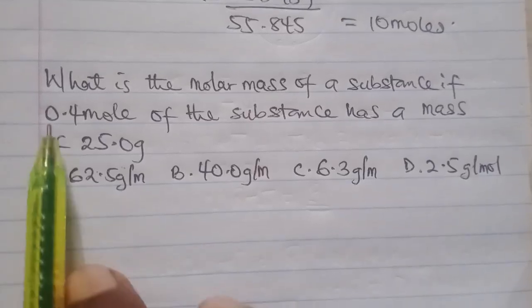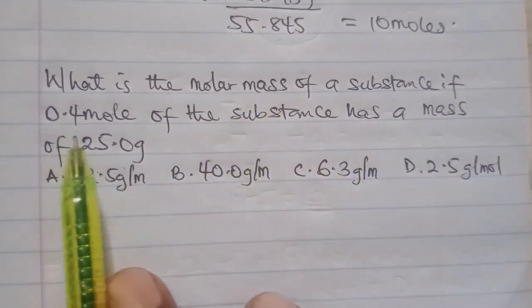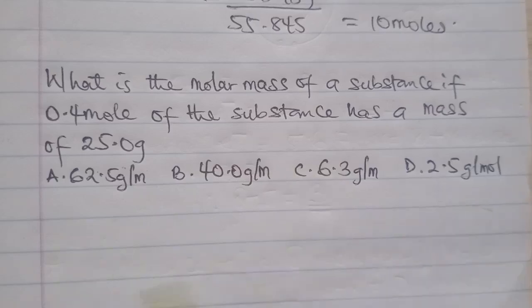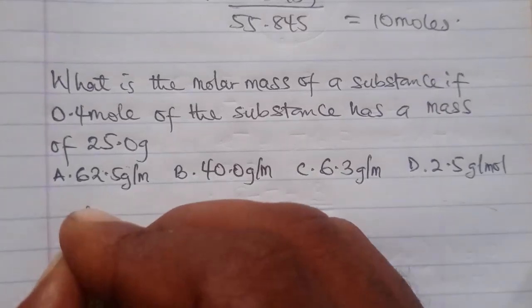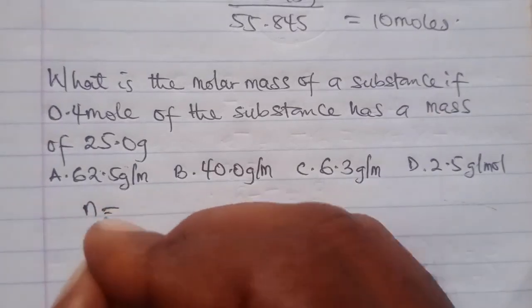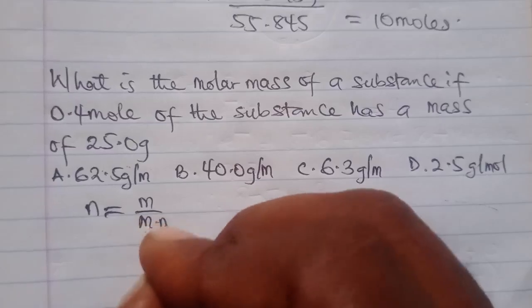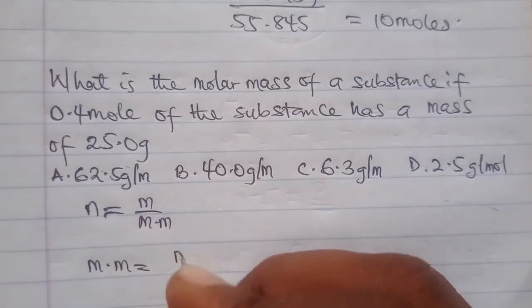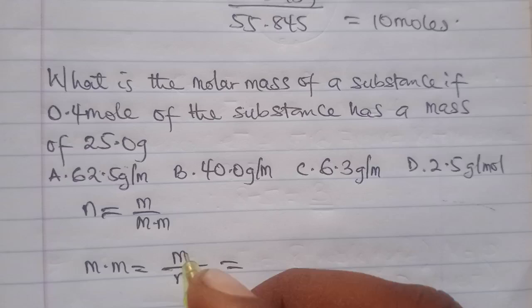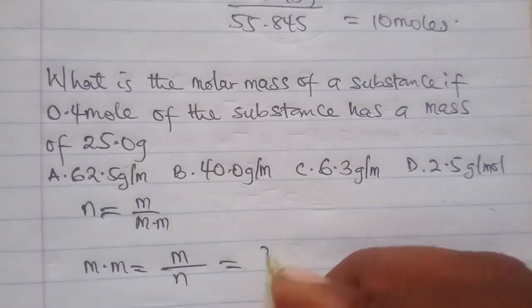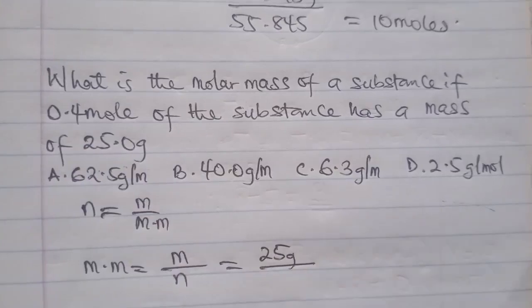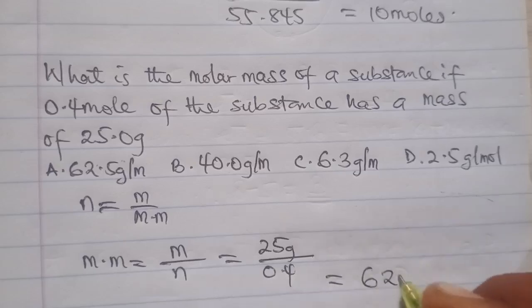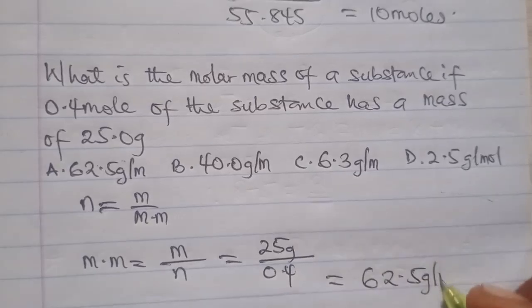This other question says, what is the molar mass of the substance if 0.4 mole of the substance has a mass of 25.0 grams? These are the options given to us. From the same relationship that number of moles is equal to mass over molar mass, we can make molar mass the subject of the formula. So molar mass becomes mass over number of moles. The mass given is 25 grams and the number of moles is 0.4. When we divide that, we're going to get 62.5 grams per mole.